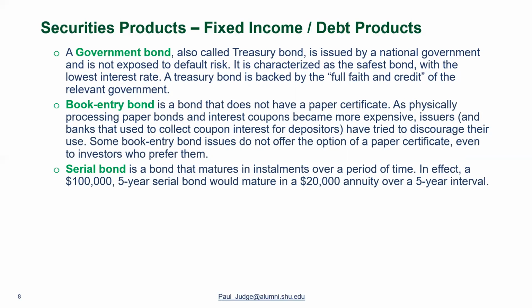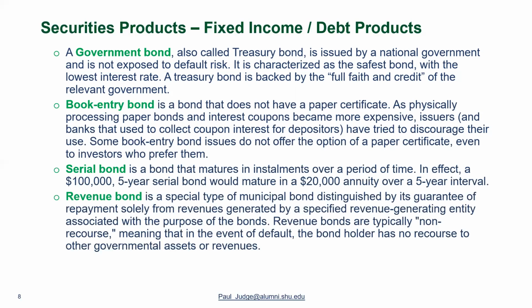A serial bond is a bond that matures in installments over a period of time. In effect, a $100,000 5-year serial bond would mature $20,000 every year for 5 years, like a $20,000 annuity. Again, these are just terms. I'm just trying to bring out to you the different terms that can be used to describe all these different types of bonds. A revenue bond, this is a special type of municipal bond. This is a bond where the bond is linked to a particular revenue stream.